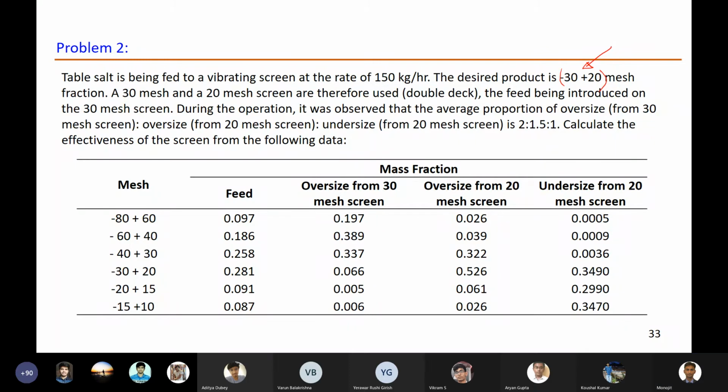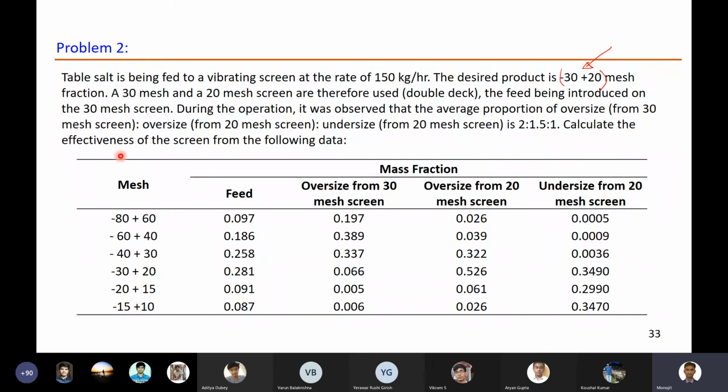So for performing this operation, a 30 mesh and a 20 mesh screen are used. It's a double deck screen, so you have two screens here instead of one, and the feed is introduced on the 30 mesh screen. During this operation, it was observed that the ratio of the oversize from the 30 mesh screen to the oversize from the 20 mesh screen to the undersize of the 20 mesh screen is 2:1.5:1.